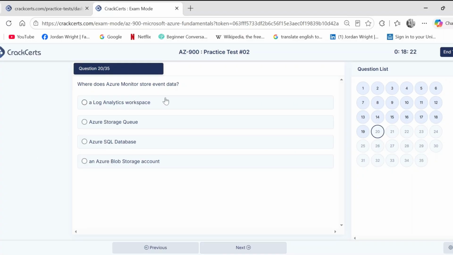So why will we store it for analysis? Blob storage stores pictures and everything, right? So event data doesn't necessarily have to be in blob storage. SQL database stores databases. So event data is data, not a database. So we can eliminate that as well.